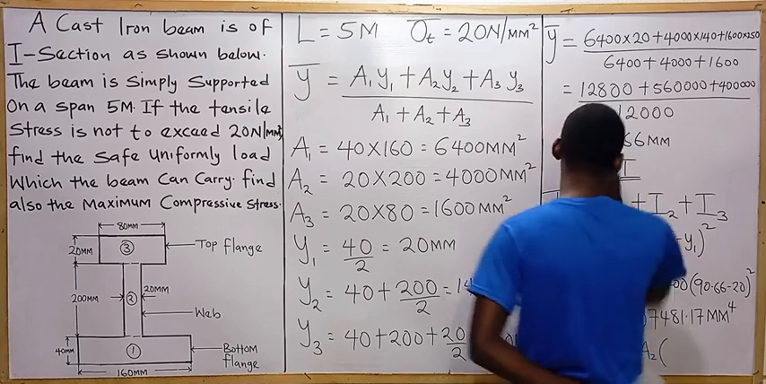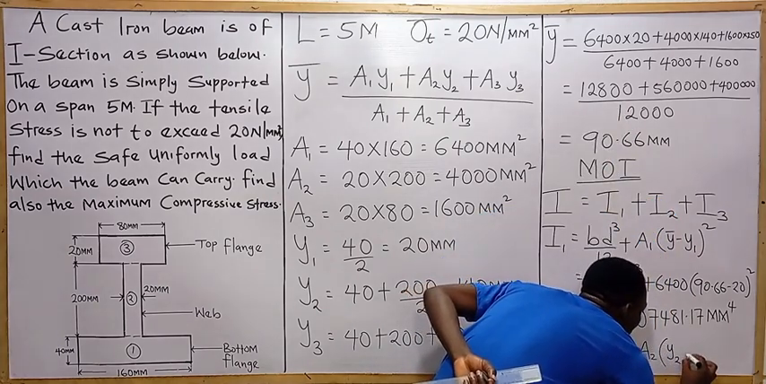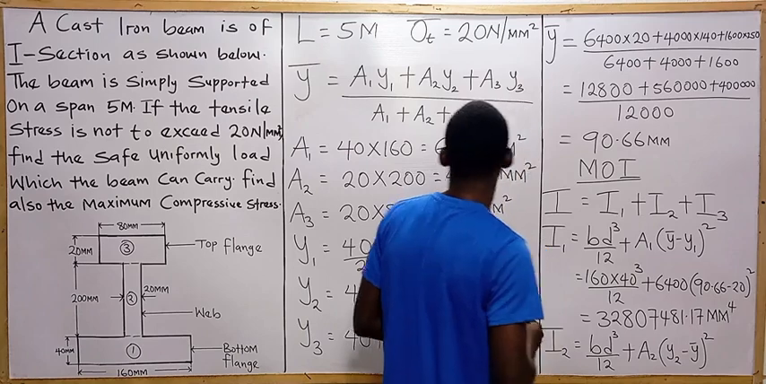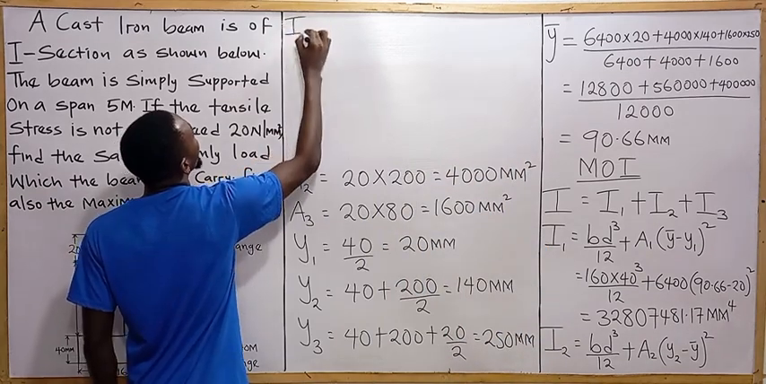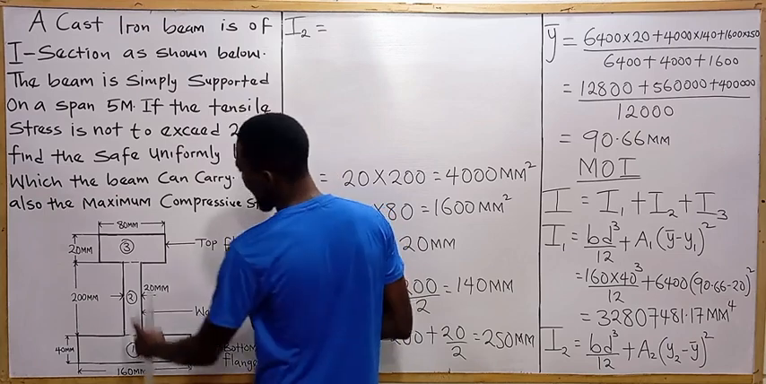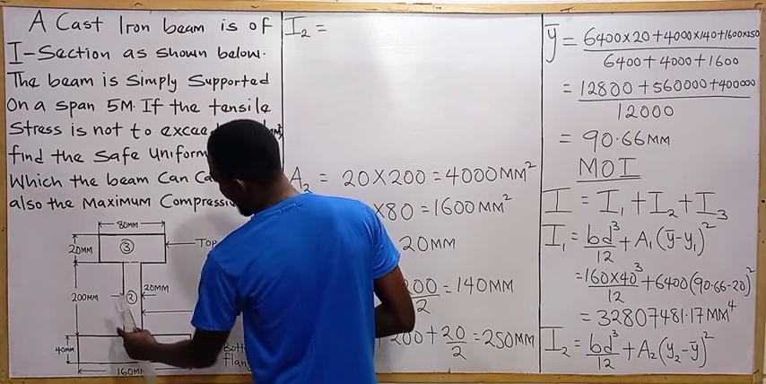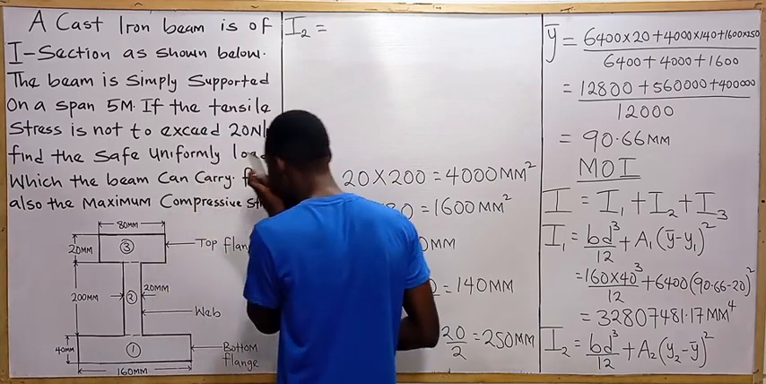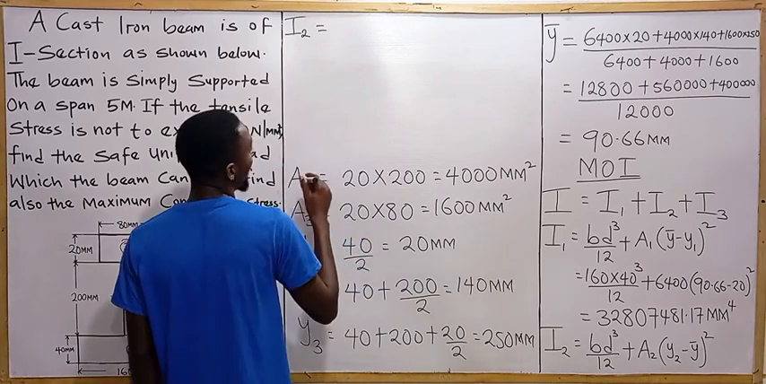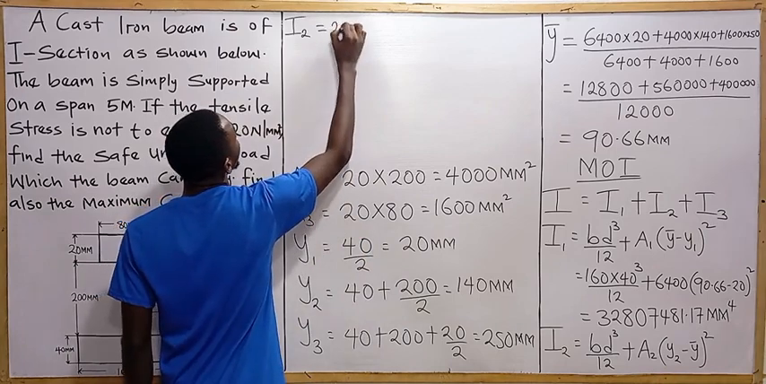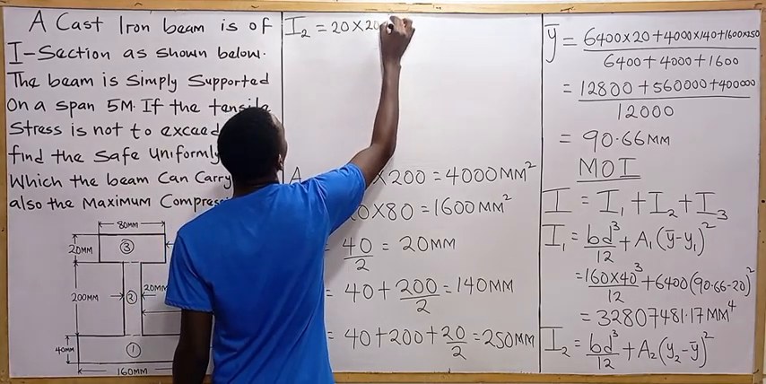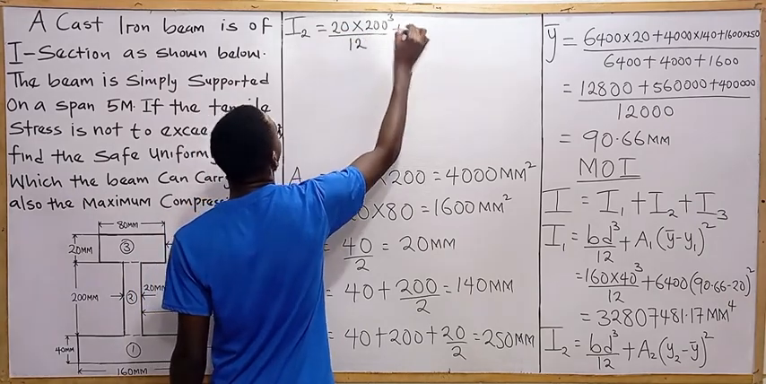All right, y2 is greater than y bar. So we are going to have y2 minus y bar all squared. All right. So we are going to have our I2 to be BD cubed over 12 for our second rectangle. The depth is 200 while the thickness is 20. So the depth is 200, it means the base is 20. So we are going to have 20 multiplied by the depth, which is 200, to the power of 3 divided by 12 plus our A2.